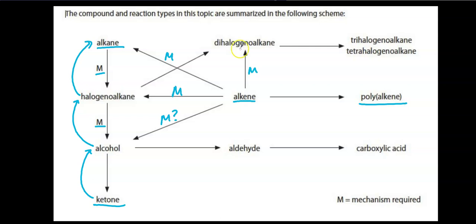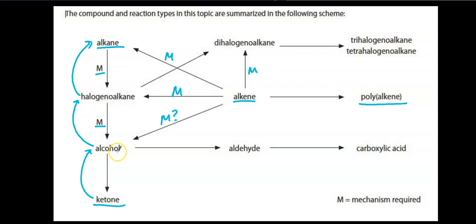How about up here, dihalogenoalkane to trihalogenoalkane or tetrahalogenoalkane? This again can occur via free radical substitution, where you first end up with the monohalogenoalkane, which can then be converted to dihalogenoalkane. So I kind of skipped this part. So free radical substitution to get here. Further substitution will get you the trihalogenoalkane or the tetrahalogenoalkane. All right, what's left? Let's go here.